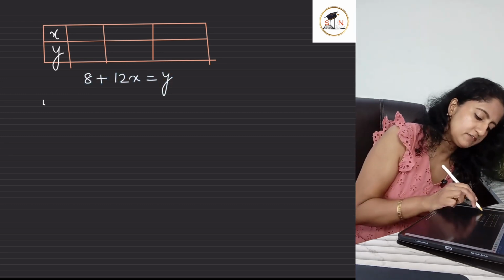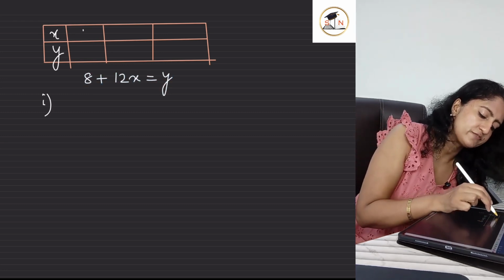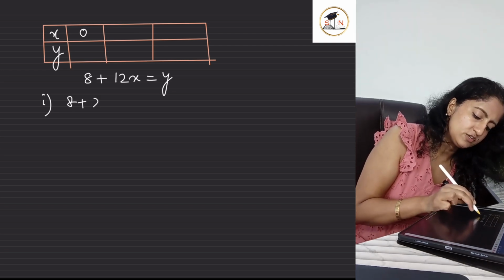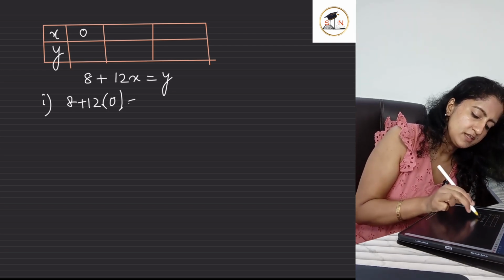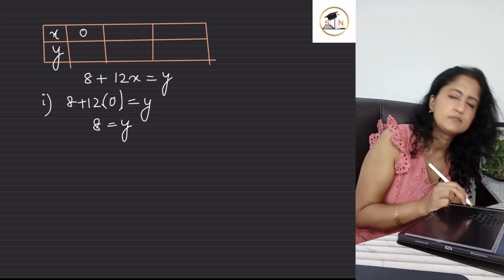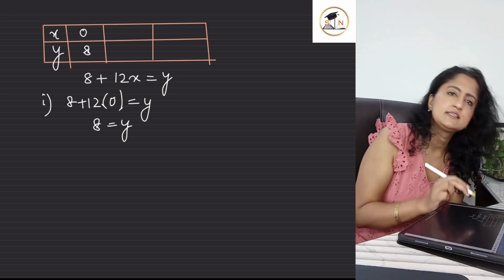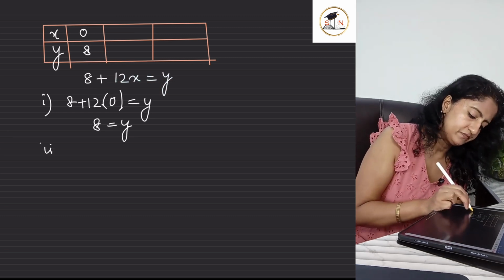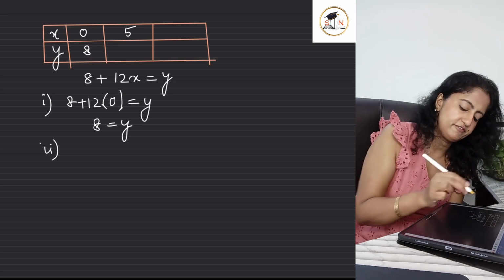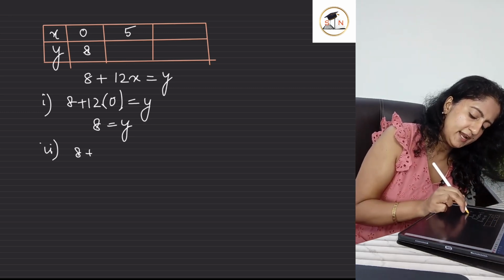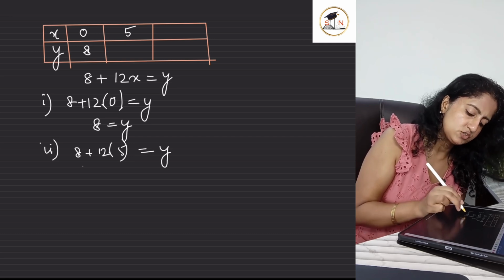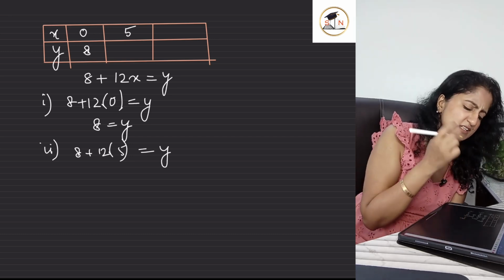सो लेट्स स्टार्ट विद द फर्स्ट वैल्यू. आई एम टेकिंग द फर्स्ट वैल्यू ऑफ x एज 0. ओके, अब फर्स्ट वैल्यू 0 ली, सो 12 टाइम्स 0, दैट मीन्स मेरा फेयर कितना हो गया? 8 रुपीज लग रहे हैं, राइट? सो इट इज 8. देन second, I am taking the second value as 5. Okay, so what do we get? 8 plus 12 times 5 equals what? So what are we getting? We are getting, ये ज्यादा बड़ी वैल्यू होगी.